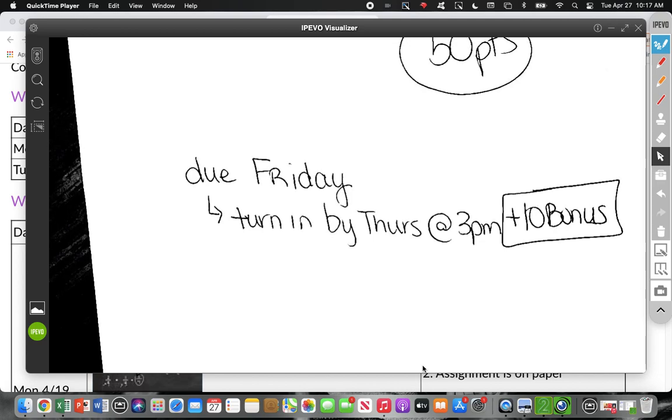Nate's colorblind. Well, he can color it however he chooses. I'm not going to judge. No, but he has a hard time with colors. It'll be nice.